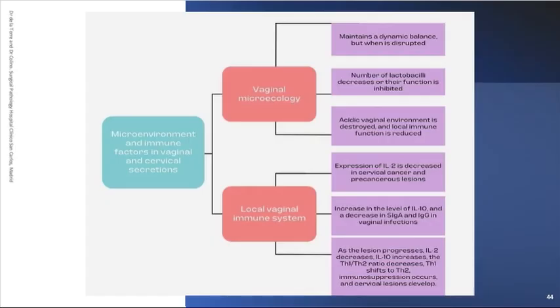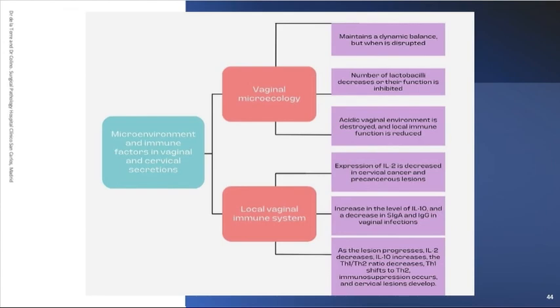On the other hand, Hanahan and Weinberg have proposed that the microenvironment and immune factors in vaginal and cervical secretions play a crucial role in the development of lesions in patients with negative high-risk HPV. Cervical neoplasms are complex biological behaviors, and their development is actually a process in which tumor cells interact with the body environment. The cervical immune microenvironment includes vaginal microecology and the local vaginal immune system.